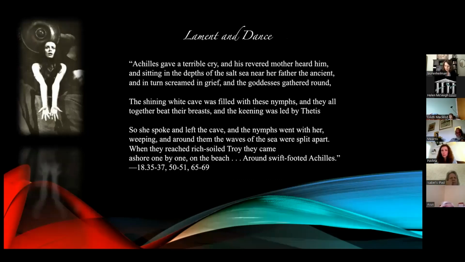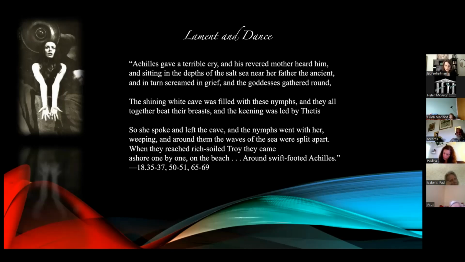The shining white cave was filled with these nymphs, and they all together beat their breasts, and the keening was led by Thetis. So she spoke and left the cave, and the nymphs went with her, weeping, and around them the waves of the sea were split apart. When they reached rich-soiled Troy, they came ashore one by one on the beach around swift-footed Achilles.